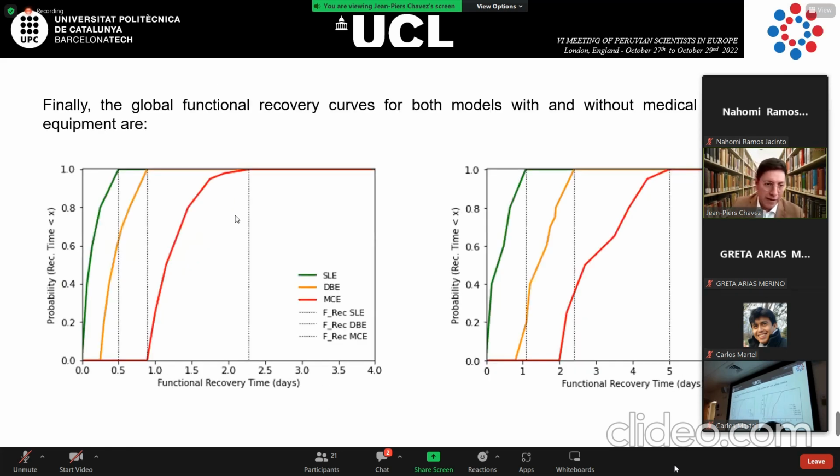In this slide is the global functional recovery curve for both models. The peak on the left is the model without medical equipment. If I don't include the medical equipment, I need only 2 days for recovery activities. But in contrast, if I include the medical equipment, I need 5 days or more.